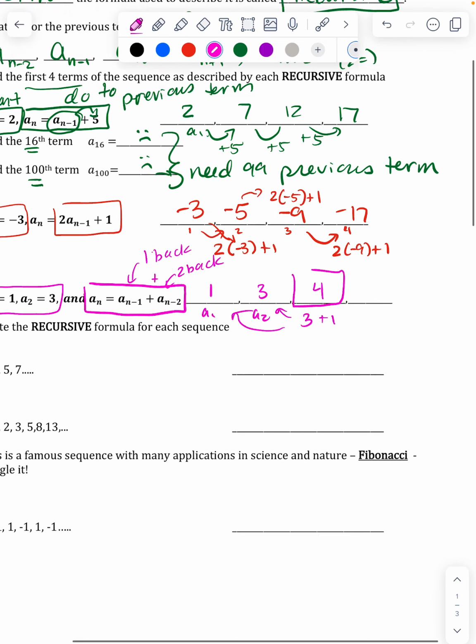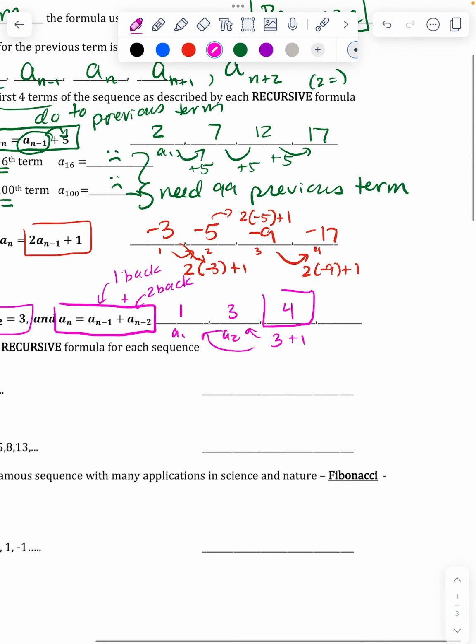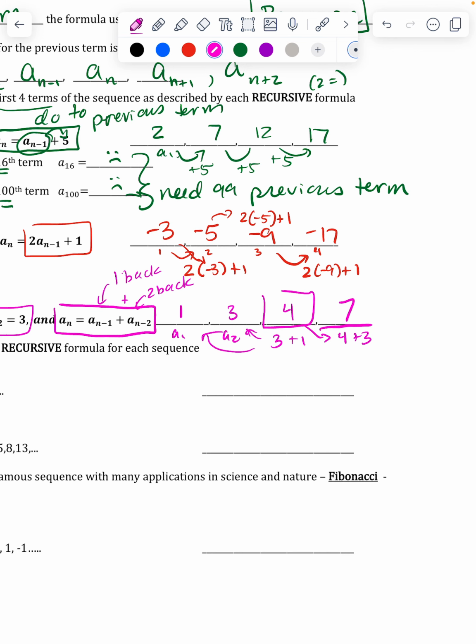So to find the next number here, I'm gonna add the previous term plus the one that was 2 back. So it's telling you to add the 2 previous terms. So I get the 7 that I already ruined the surprise of later.